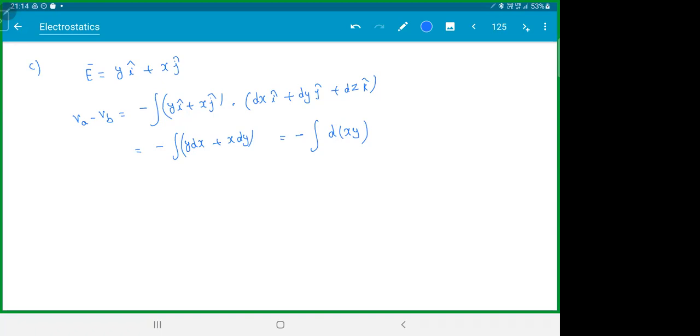So d of xy, how much is this can be written as? This will be xb yb, which is 2 into 3, 6. This is xa ya, this is 1. So this will become xy, limits will be 6 to 1, which will be 6 minus 1, which is 5.